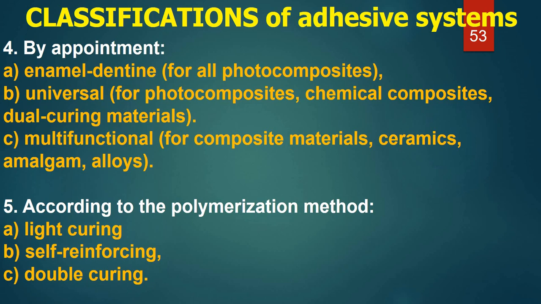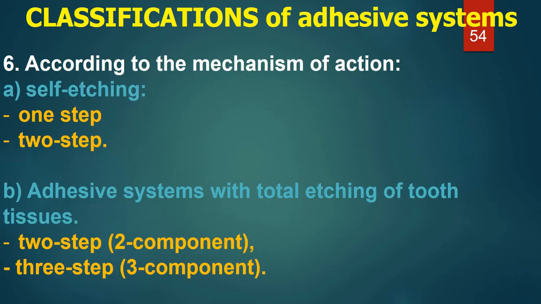According to the polymerization method: light curing, self-curing, dual curing. According to the mechanisms of action: self-etching, 1-step and 2-step. Adhesive system with total etching of tooth tissues: 2-step 2-component and 3-step 3-component.